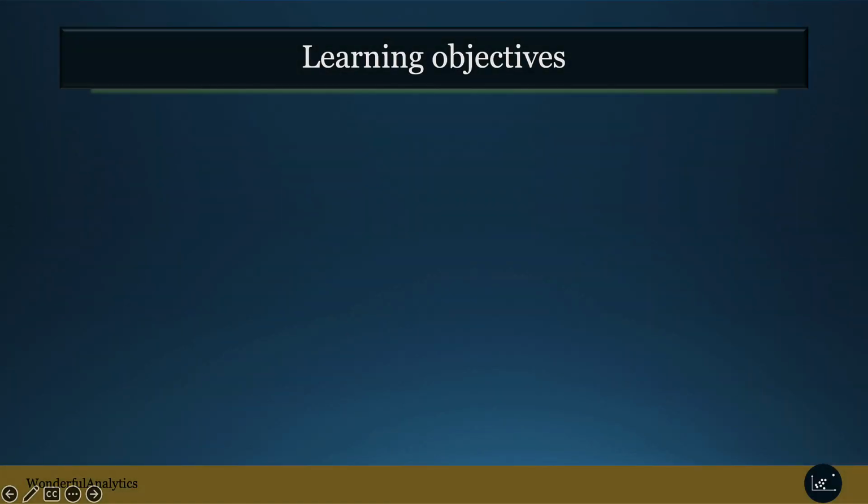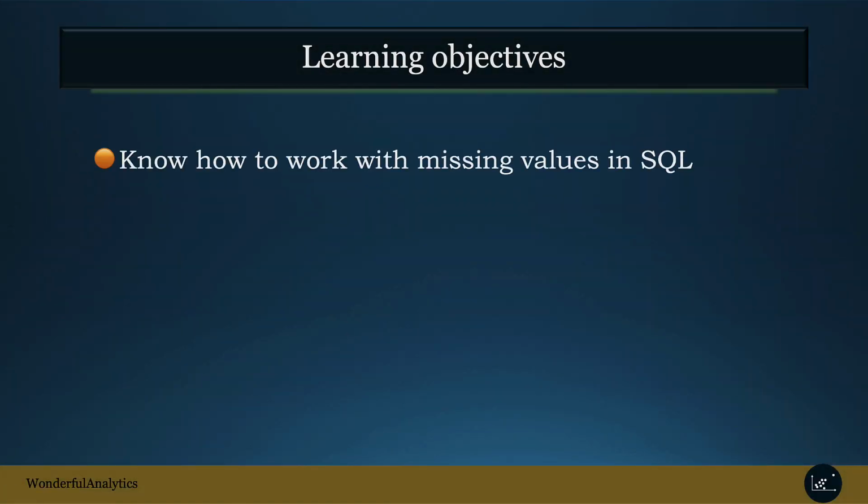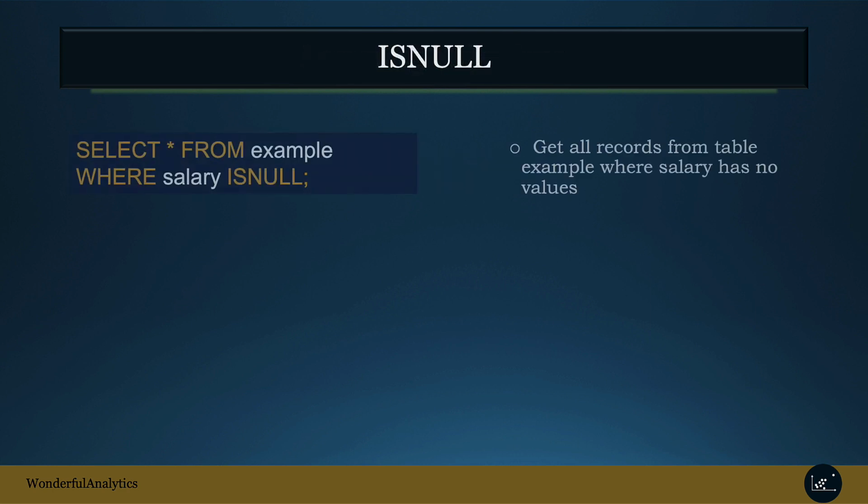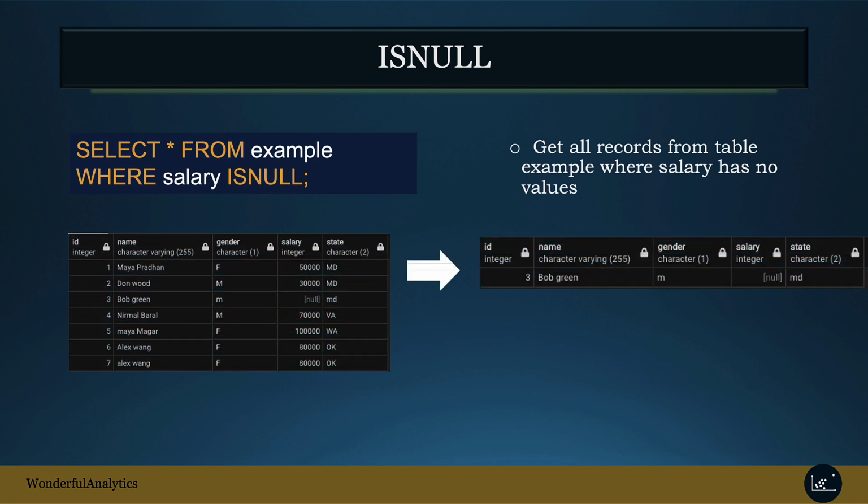Sometimes we may have records with no values in them. As part of the exploratory data analysis, you may want to explore these records and find out the reasons for that. To find null records, we can simply use ISNULL in SQL. In this example, the code returns all the records where salary is null.